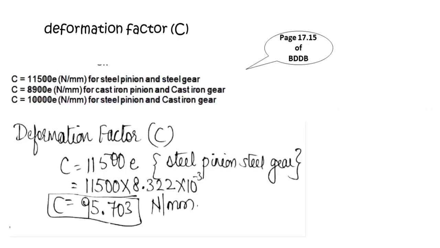Next, deformation factor. It is a steel pinion and steel gear, and I have the error grade with me. So I'm going to use the formula C is equal to 11500 into E. E I already found out, 8.322 into 10 raised to minus 3. So the deformation factor I'm going to get is 95.703 Newton per mm.